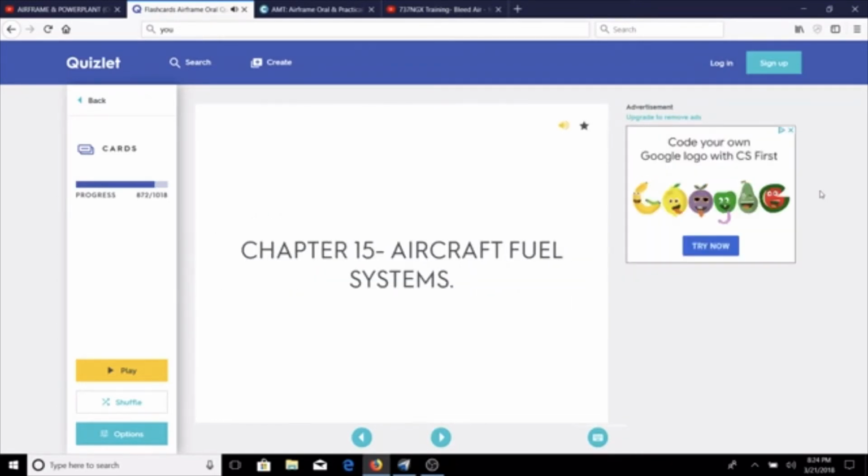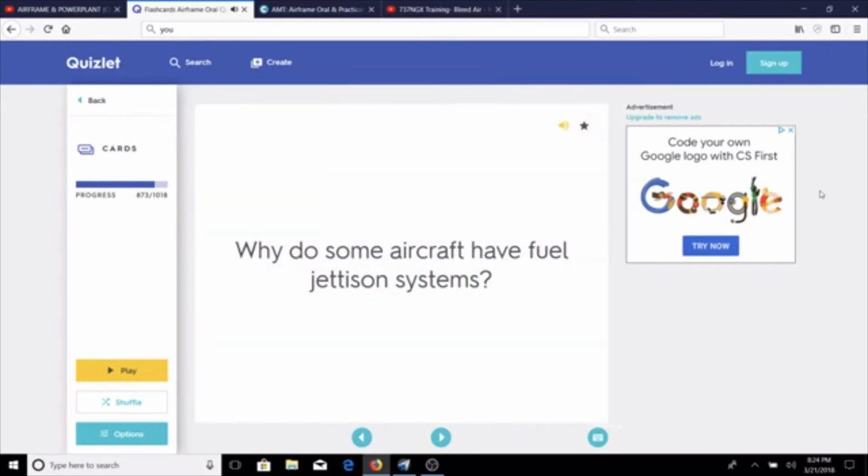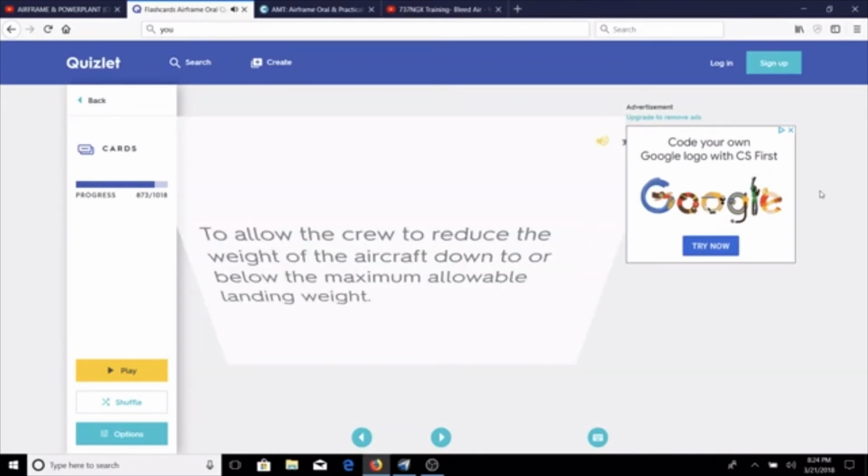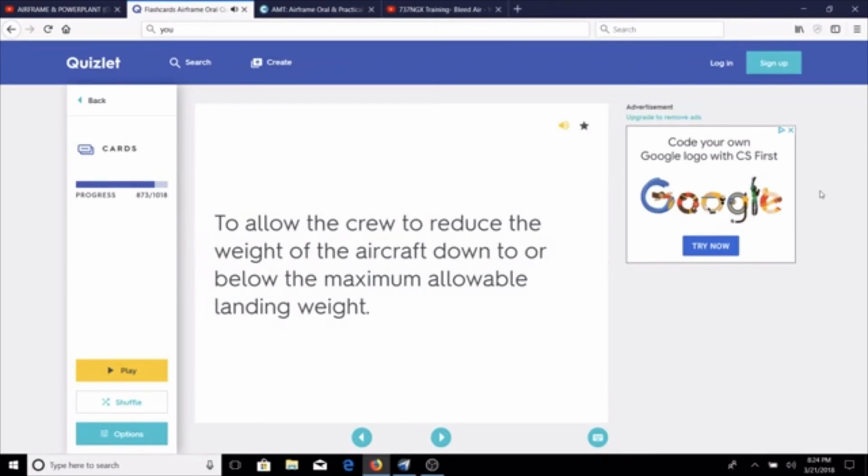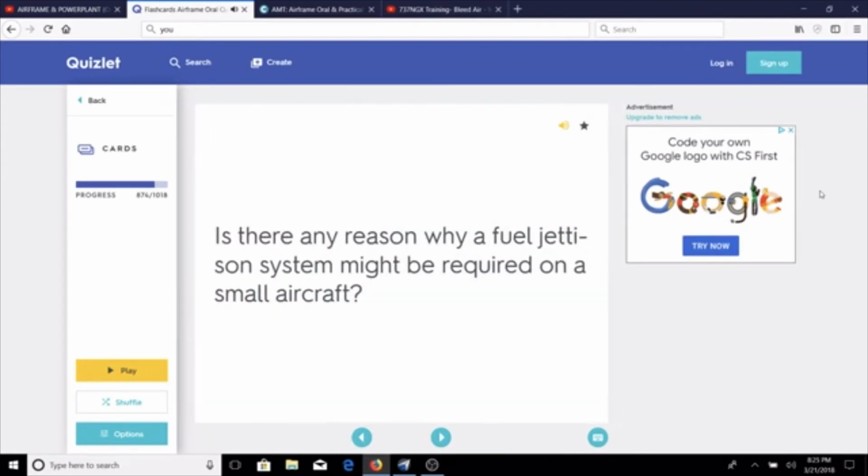Chapter 15, Aircraft Fuel Systems. 57 terms. Why do some aircraft have fuel jettison systems? To allow the crew to reduce the weight of the aircraft down to or below the maximum allowable landing weight. Is there any reason why a fuel jettison system might be required on a small aircraft?